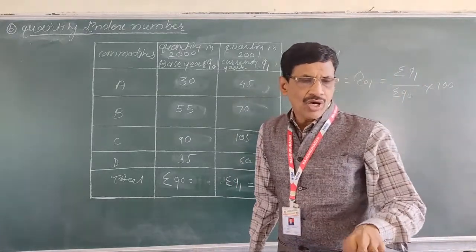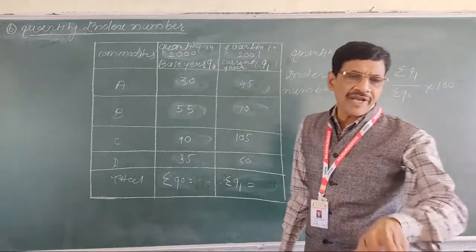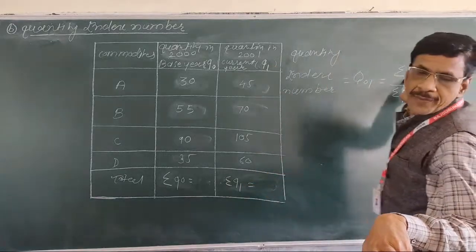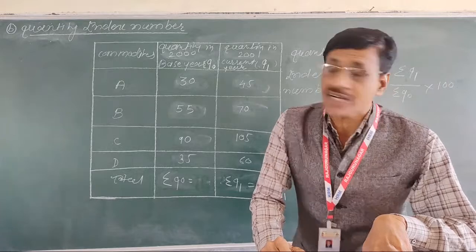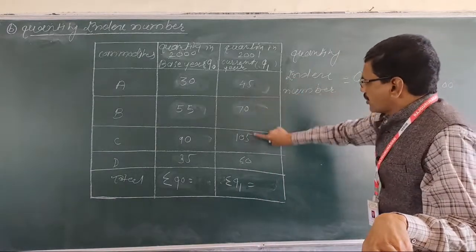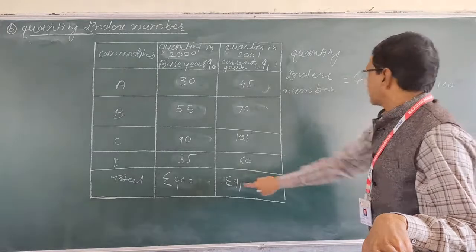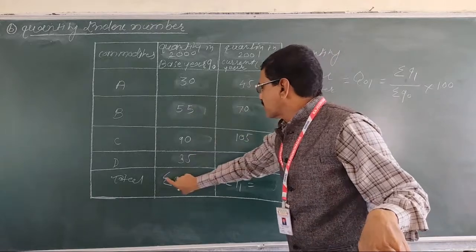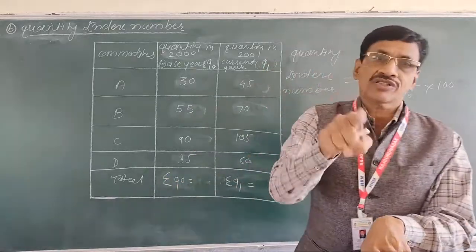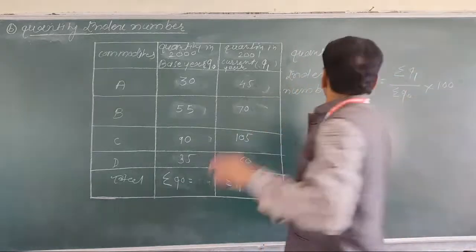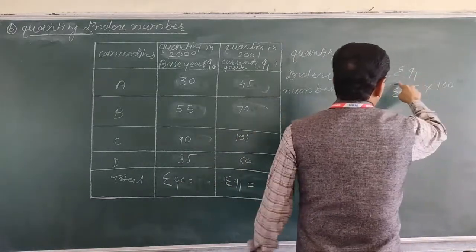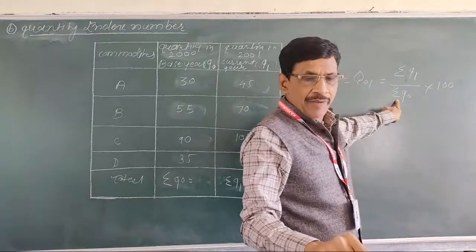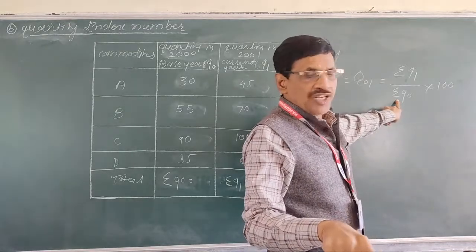So what is the meaning of summation Q1? It is the sum total of quantities of the current year. The sum total of quantities of the base year is called summation Q0. So the sum total of quantities in the current year is divided by the sum total of quantities in the base year.